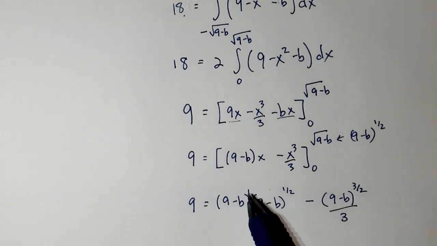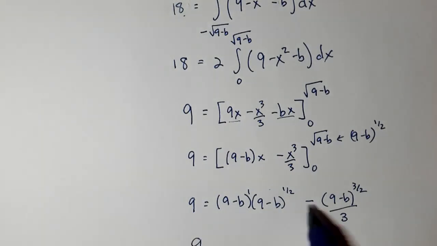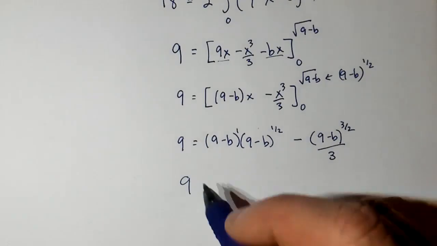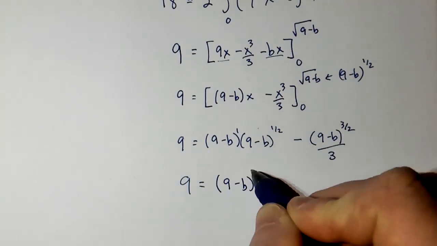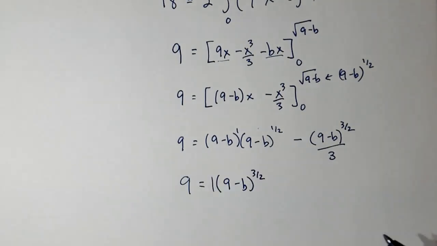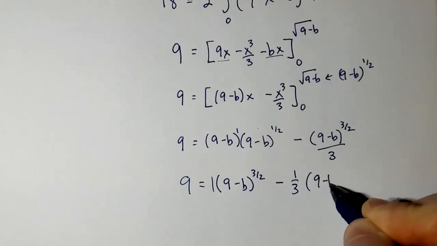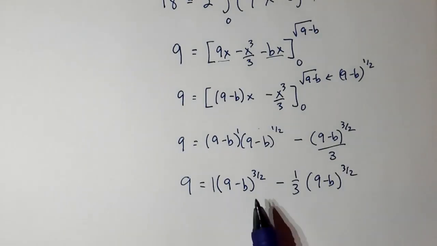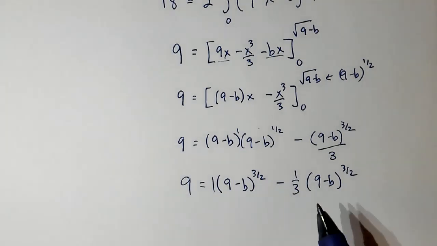And what do you notice here? What happens when you multiply like bases? You add exponents. What do you think this exponent is going to be? 1 plus 1/2 is 1.5 or 3/2. So these are going to be able to be combined. We're getting somewhere. So this is 9 equals 9 minus b to the 3/2. That's a whole one of those. Minus 1/3 of 9 minus b to the 3/2. Well, one of these minus 1/3 of these is going to leave us with 2/3.